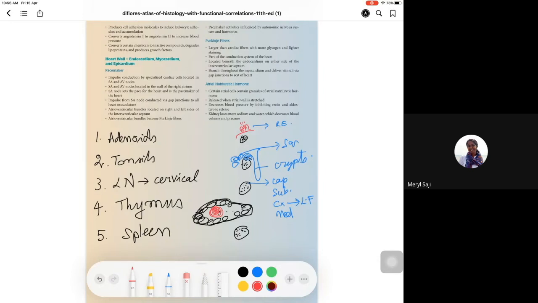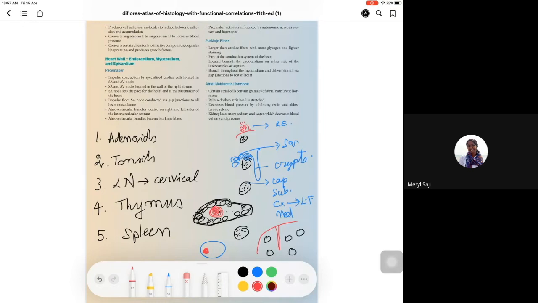Spleen will also again have a capsule and extensions from the capsule that are trabeculae. And here is one interesting point: the follicles are seen throughout the spleen. When you see one of the follicles in a high power, you will see an arteriole in the periphery. But the name of the arteriole is a central arteriole. When you see a follicle with an arteriole in that, then it is from the spleen.